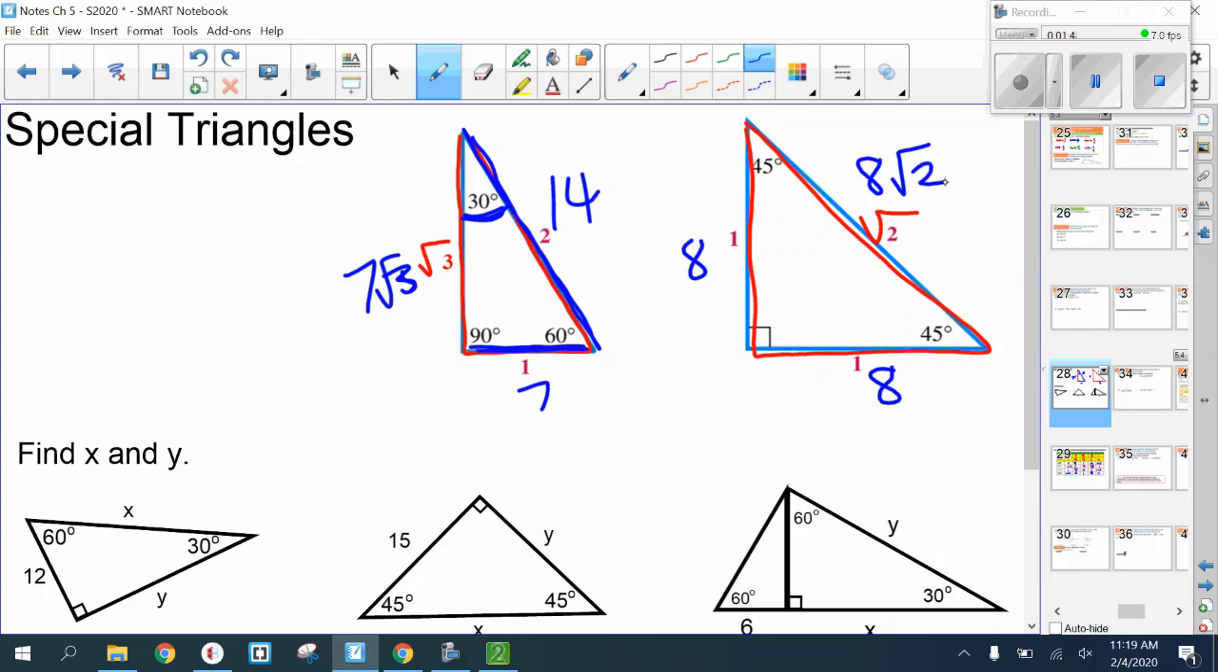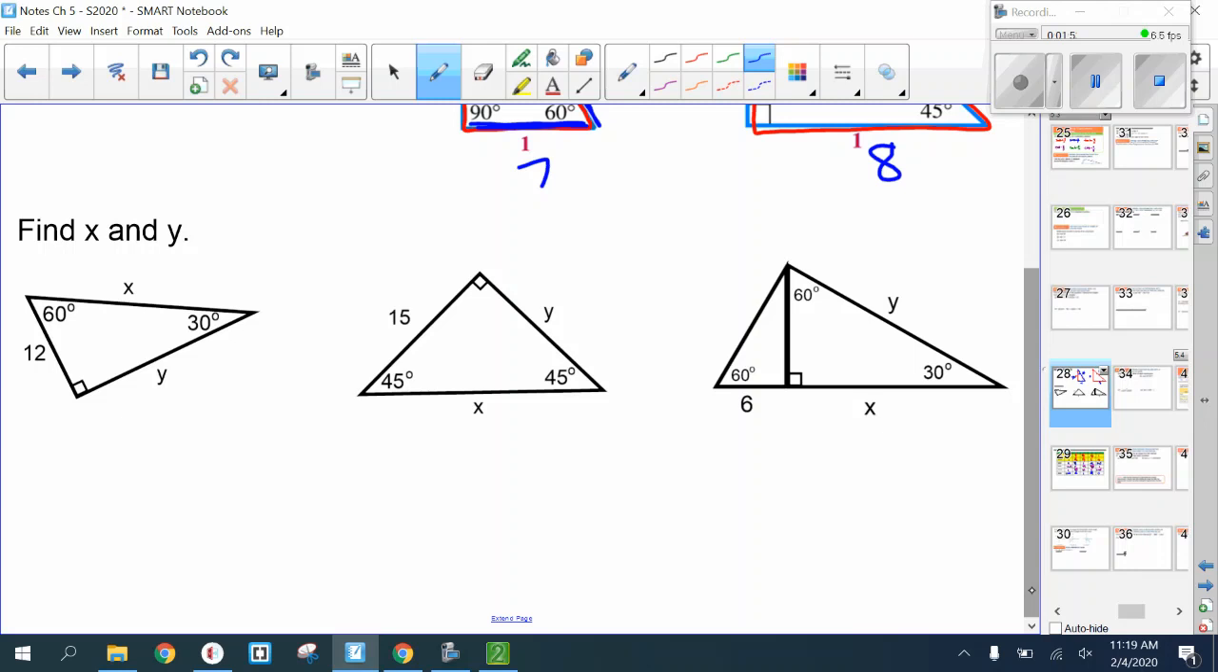So you're going to look at some examples, and examples are going to be something like this. So the first one, find x and y. I'm looking at a 30, 60, 90 right triangle, and notice they give me the short side, 12. The small side is 12, and I can tell that because it's across from the 30, the smallest angle. So the easiest thing to do is to look for the hypotenuse and understand that that's going to be double. That's 24, x is 24.